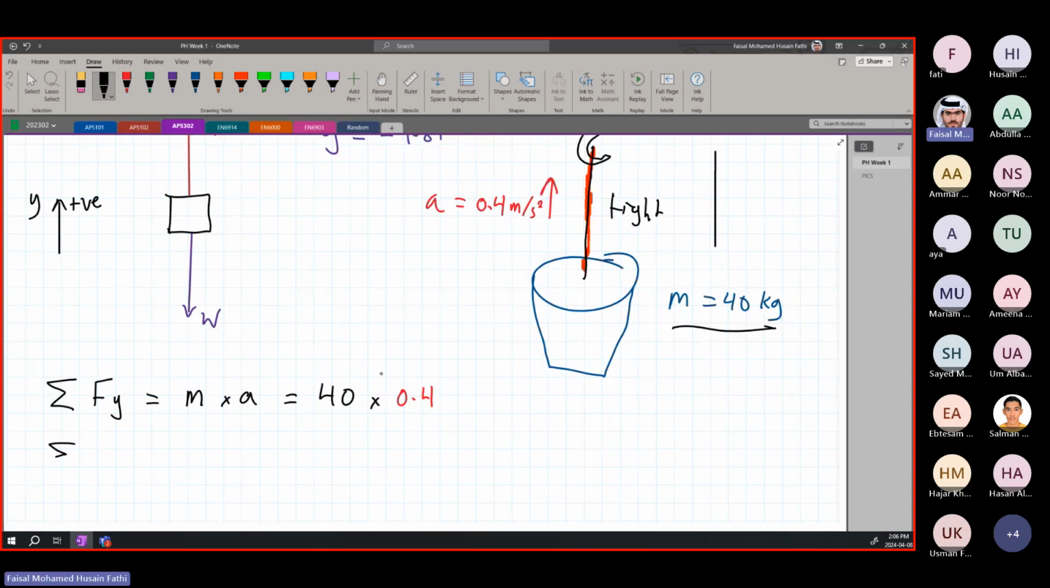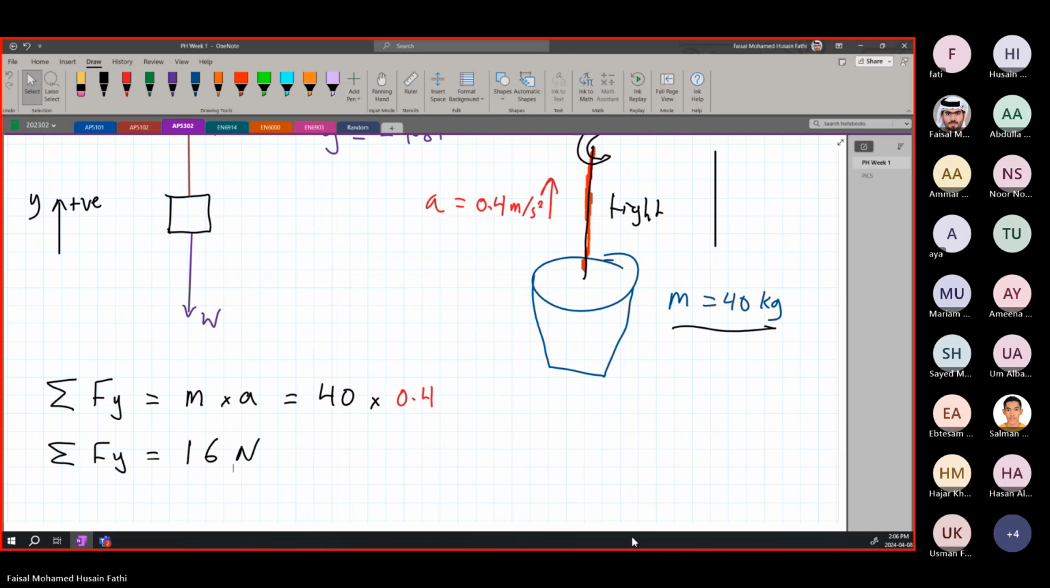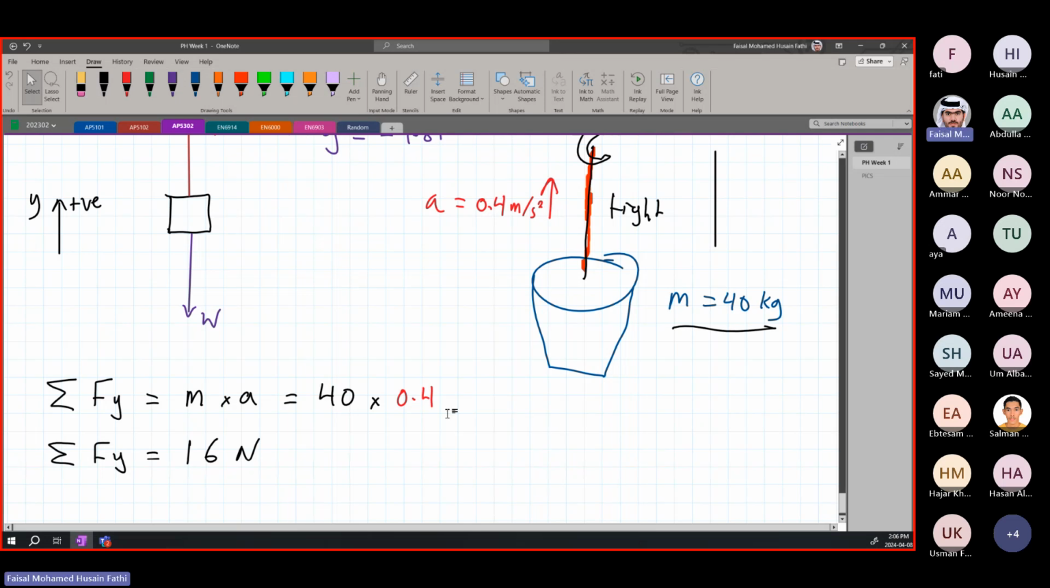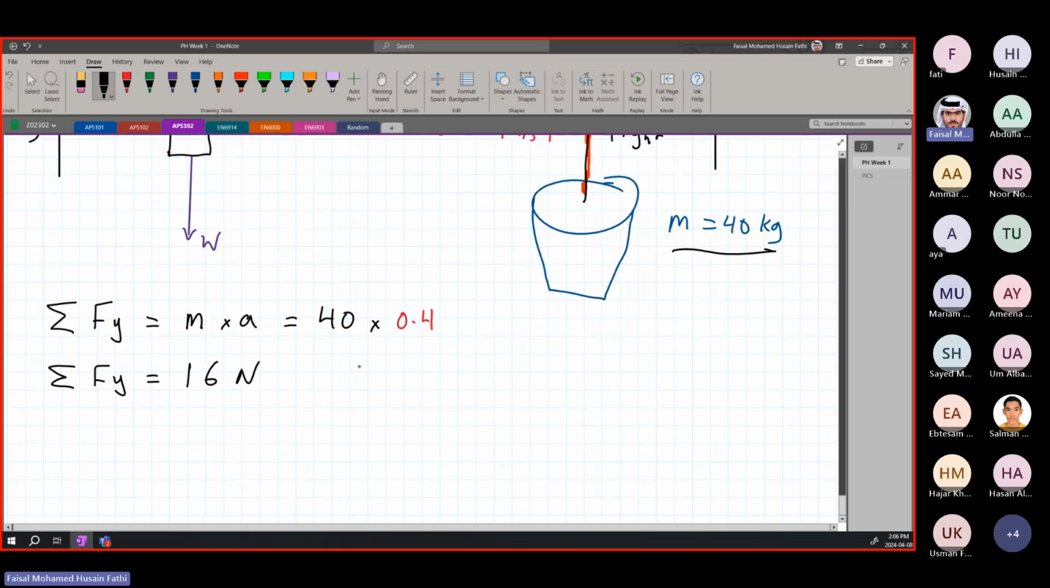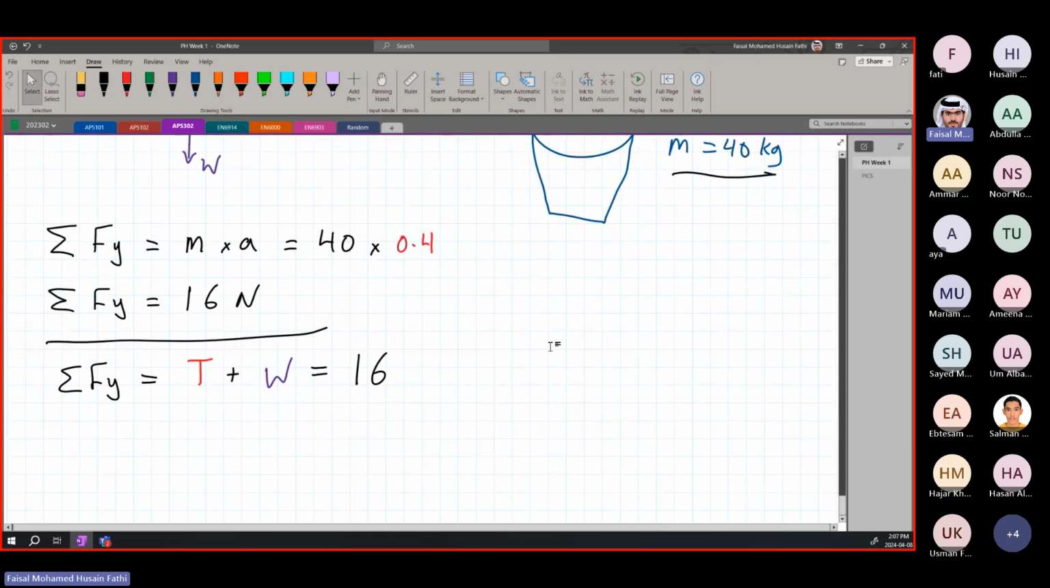So now we know that sigma Fy is equal to 40 times 0.4, 16 newtons. All right, this is sigma Fy now. So we also know that sigma Fy is equal to tension T plus W, which is now not 0 anymore, it is equal to the 16 newtons from this equation.